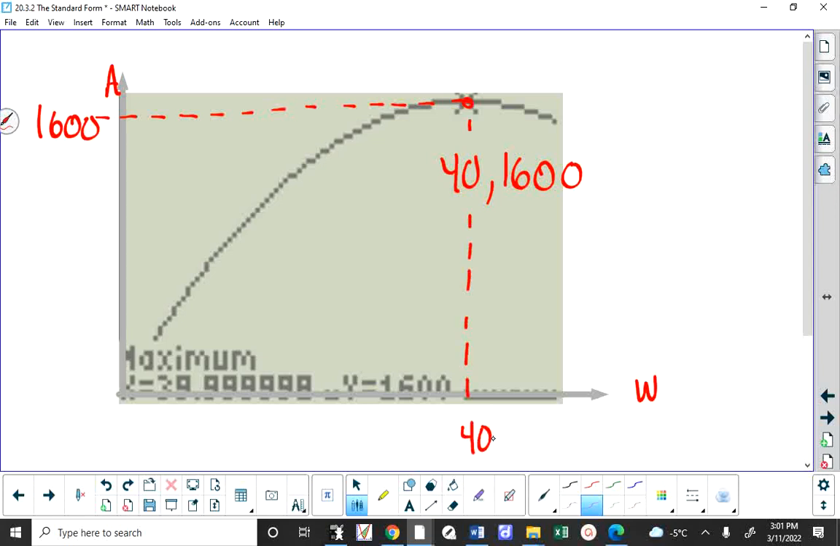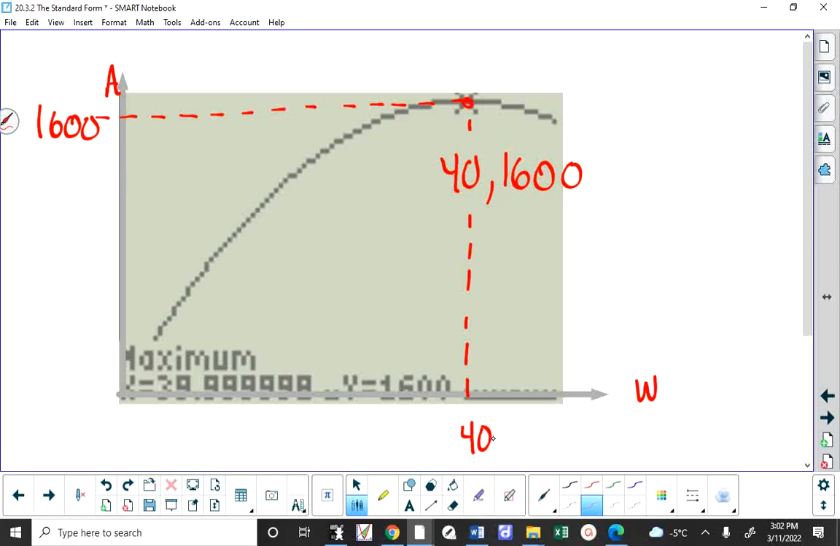So what does the vertex represent? It represents the fact that the maximum area you can get is 1,600 square meters. And it happens when the width is 40. And if the width is 40, I would like everybody to figure out the length. 40 as well, right? Is it any surprise that it's a square?